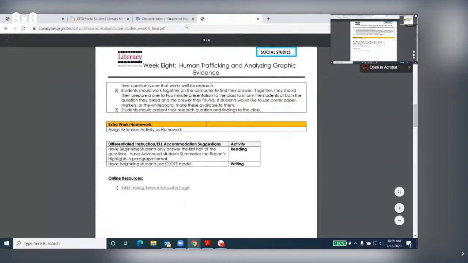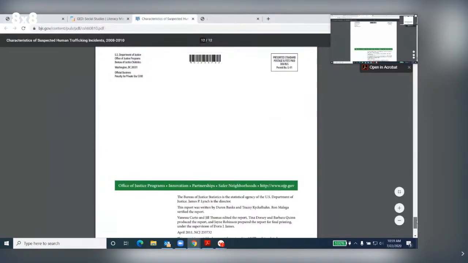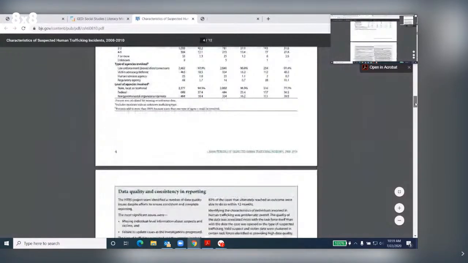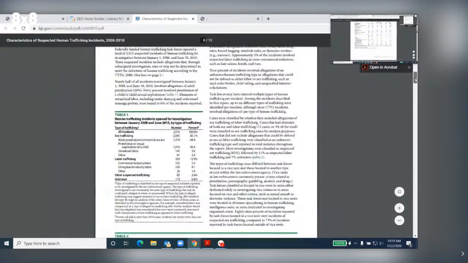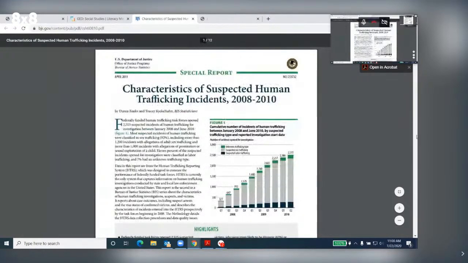I will post this, but there is an article on human trafficking. It's right here, and I will go over some of this, but you're going to have to look at this to answer some of the questions of this unit, okay?